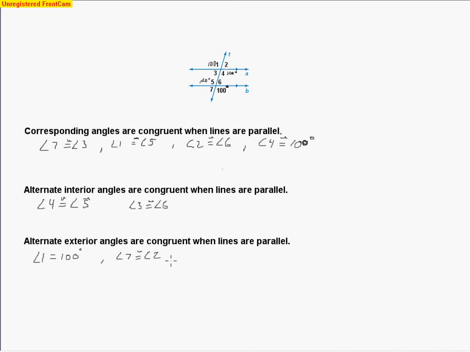So let's find out what that missing angle is, those alternate interior angles. Well, all you do is use supplementary angles. So for instance, angle 3 plus 4 is going to add to make 180 degrees. So all you have to do is subtract the given angle from 180, and that gives you the other angles. So that means 80 degrees is the measure of all the other angles.